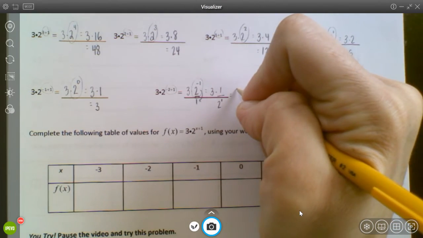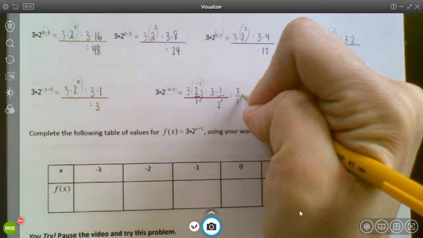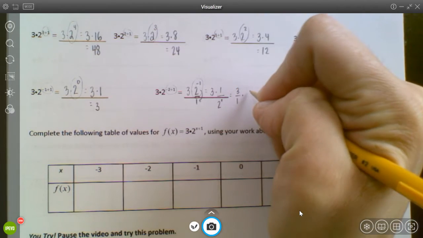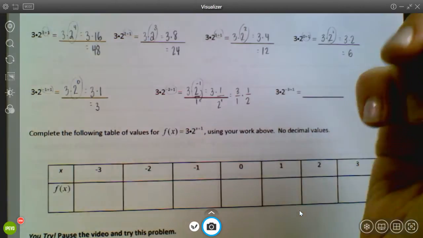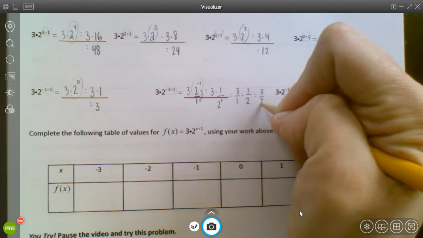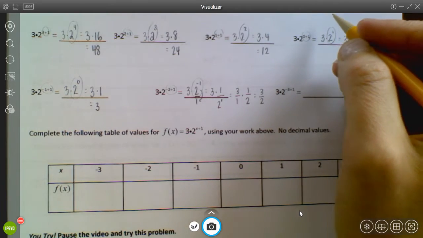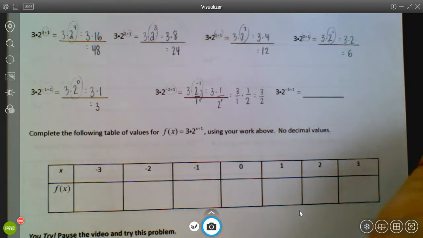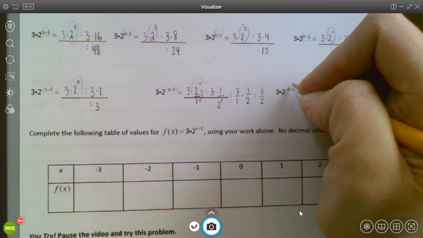So I'm going to make both of these into a fraction. That becomes 3 to the 1 times 1 over 2 to the first, which is really just the same thing as saying 1/2. So 3 over 1 times 1 over 2 leaves me with a 3 over 2. And I'm going to leave my answer in fractional form like the directions are asking me up at the top. So let's look at one more.